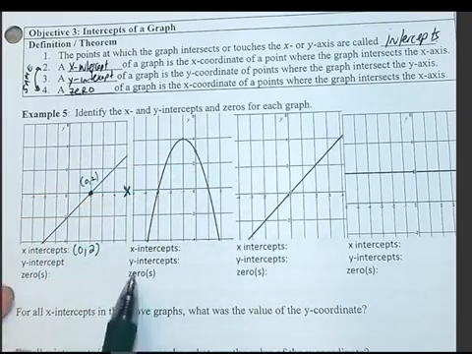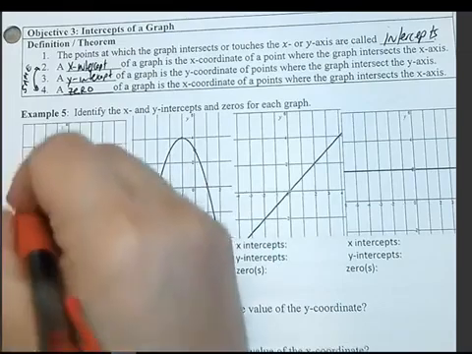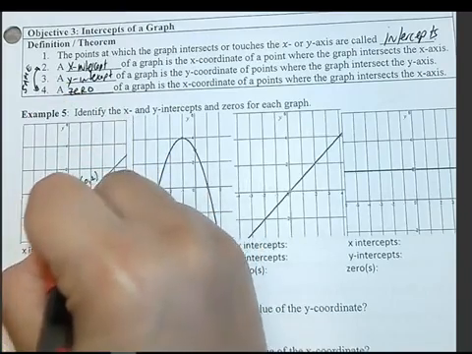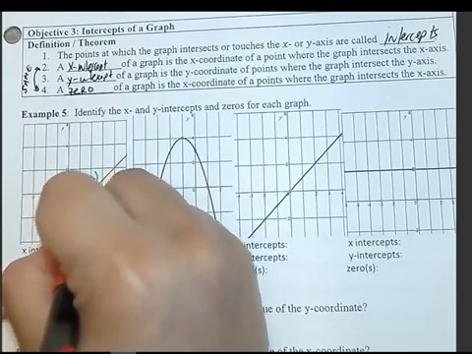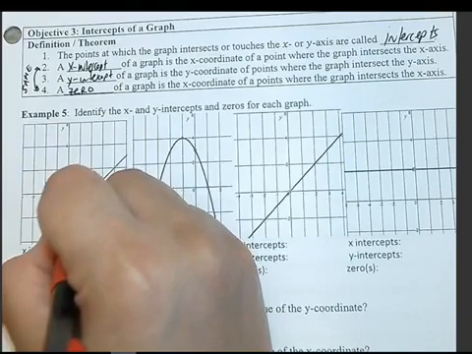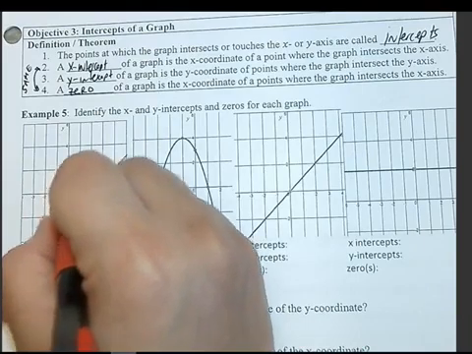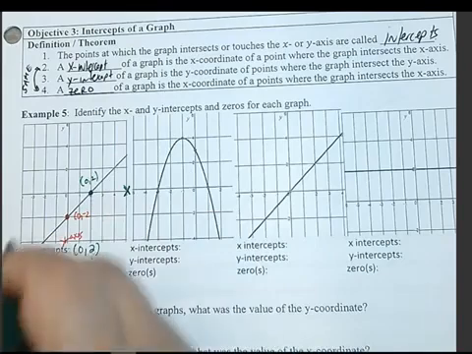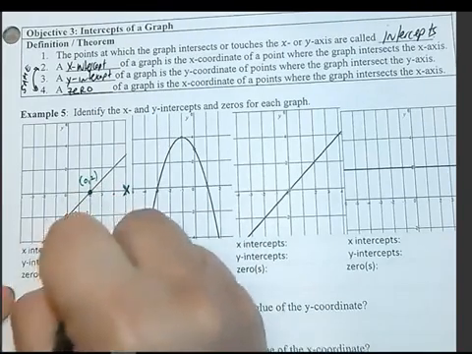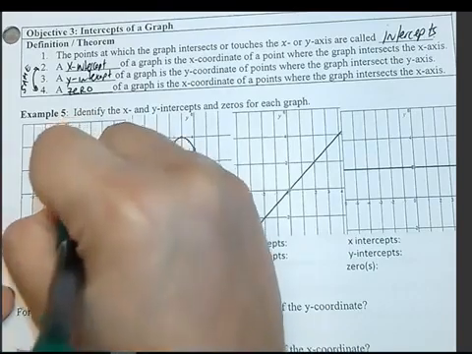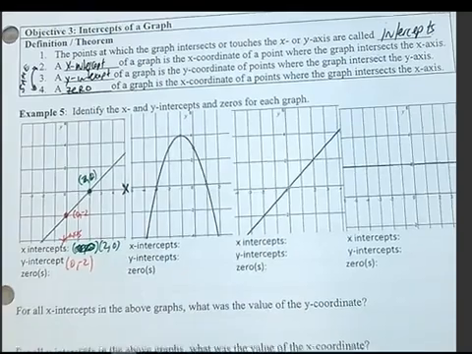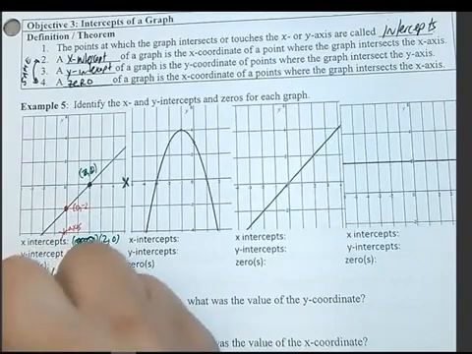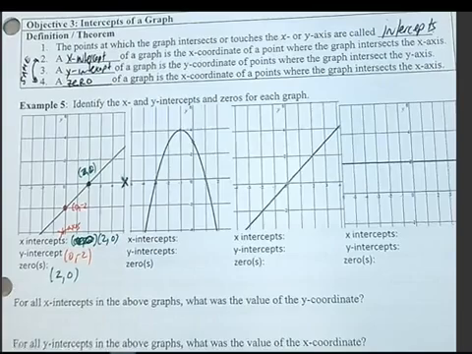And then the y-intercept is where it crosses the y-axis. So here is our y-axis. And notice that the point is at 0, negative 2. Okay, so this is 0, negative 2. And I wrote this incorrectly. This should be 2 and 0. Okay, and then the zero is also this x-intercept. So that's going to be the same as your x-intercept, which is at 2 and 0.